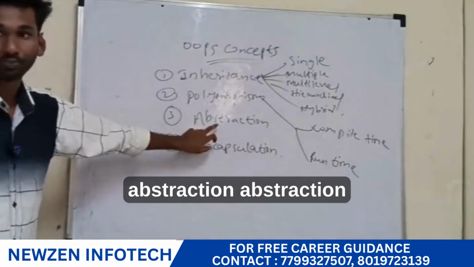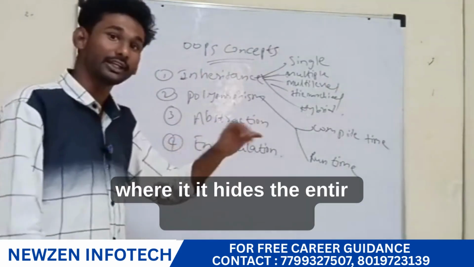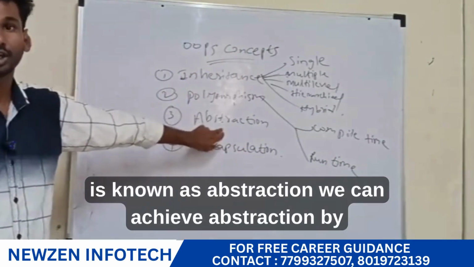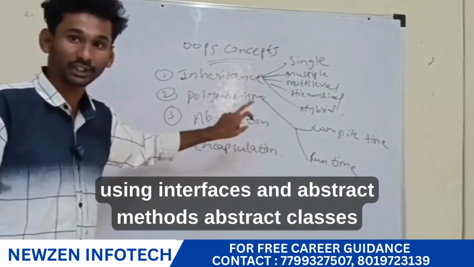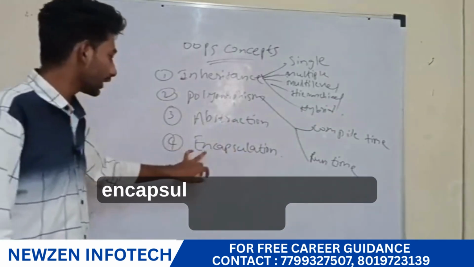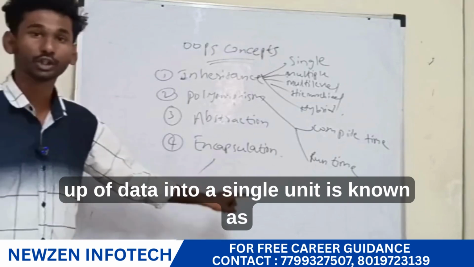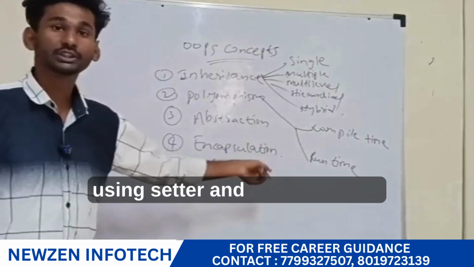Similarly, abstraction. Abstraction only shows the functionality and hides the entire implementation details. We can achieve abstraction by using interfaces, abstract methods, and abstract classes. And encapsulation. Encapsulation, wrapping up of data into a single unit, is known as encapsulation. We can achieve encapsulation by using setter and getter methods.